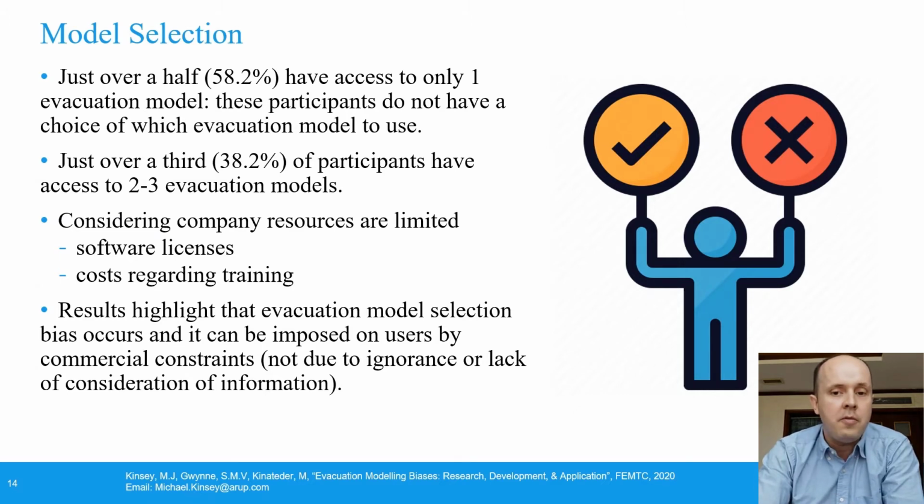We had just over 1/3 of participants have access to 2 to 3 evacuation models. So I think this is quite an interesting finding, because it highlights that a lot of people don't actually have a choice of which model to use. It's imposed on them by company constraints, and this is probably because there are limited resources in terms of software licensing, costs of training, etc. So this highlights that there is a bias, but it's not necessarily due to ignorance or lack of consideration of information. It's imposed on people.